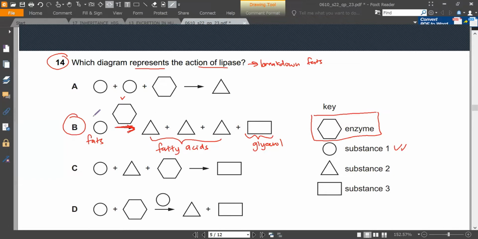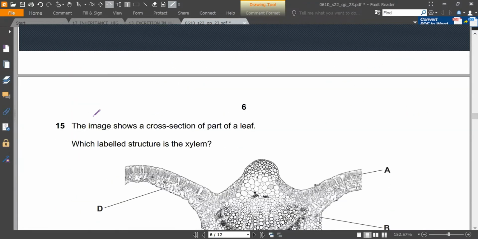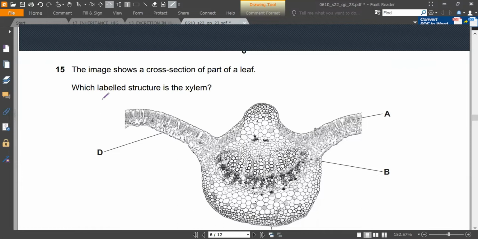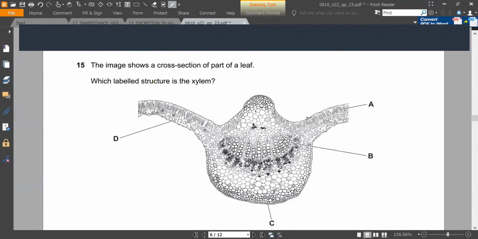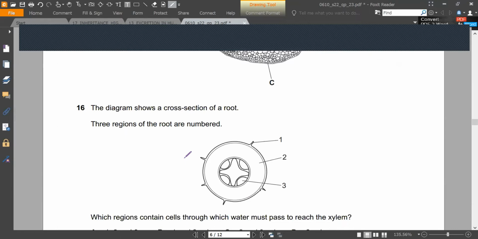Next question. Take a look. We have a cross-section part of a leaf. Which labelled structure is the xylem? The answer will be B. This is the xylem part, because we can see some hollow tubes there. The function is to transport water for the plants. Straightforward. All right.